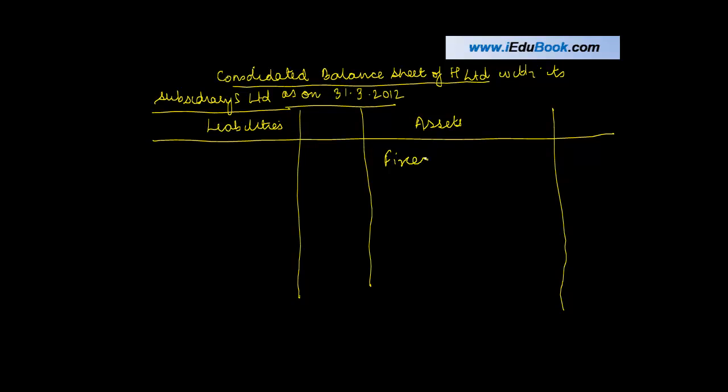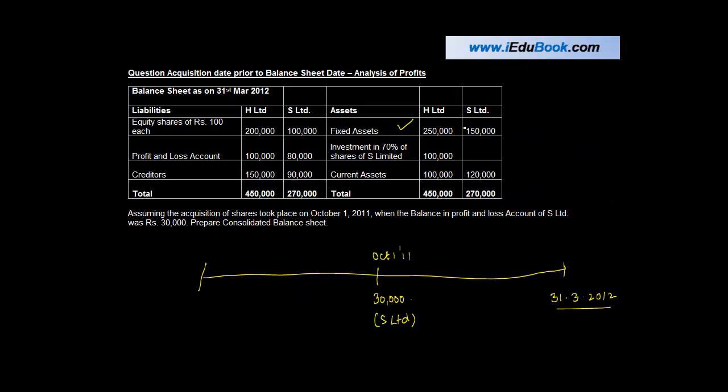Fixed assets, H Limited 2,50,000, S Limited 1,50,000, total 4 lakh. So this is done. Develop this habit that whenever you are marking out any particular thing, just put a tick mark on it. Investment in 70% shares of S Limited.